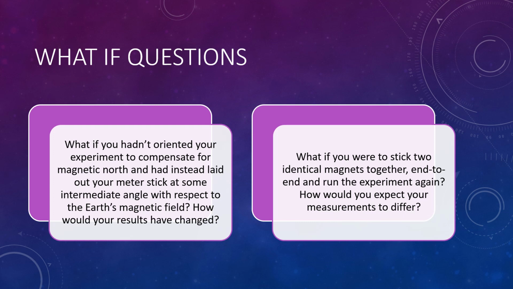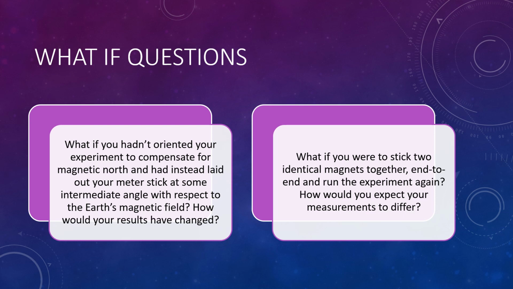To wrap up this lab, I'm going to be answering some questions. If we had a meter stick laid at some unknown angle with respect to the Earth's magnetic field, we would have more complex calculations as we could not have assumed that our x started at 0. In our case, by taking into account our magnetic north, we were able to make everything more convenient and make sure that the x component began at 0.